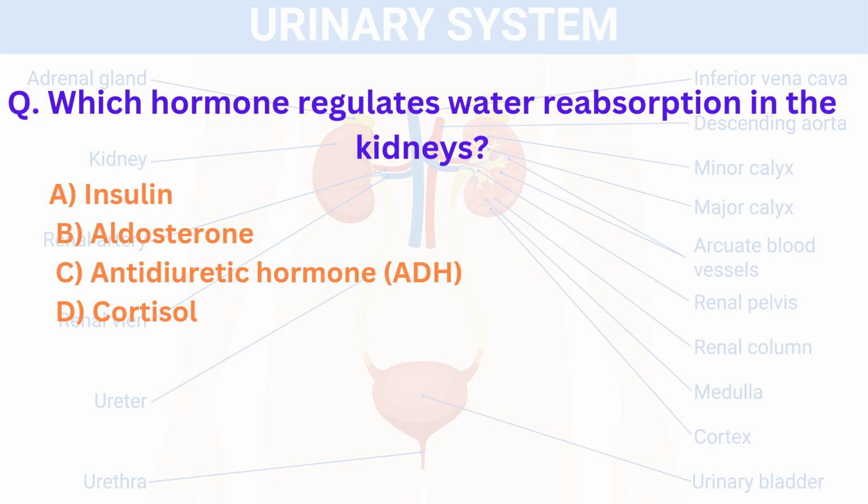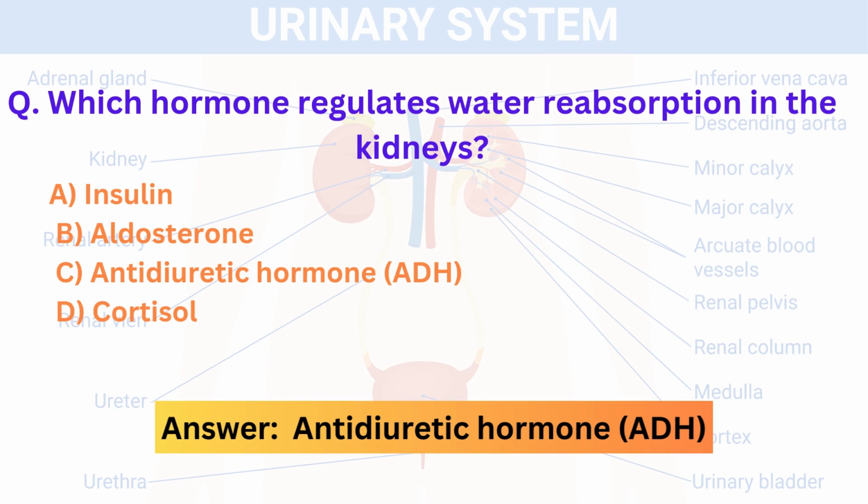antidiuretic hormone. It is also a hormone that directly increases water reabsorption in the kidneys by making the collecting ducts more permeable to water. Then cortisol, it is a stress hormone that affects metabolism and immune response but has limited direct effects on water reabsorption. Hence, the hormone ADH, that is antidiuretic hormone, is responsible for regulation of water reabsorption in the kidneys.